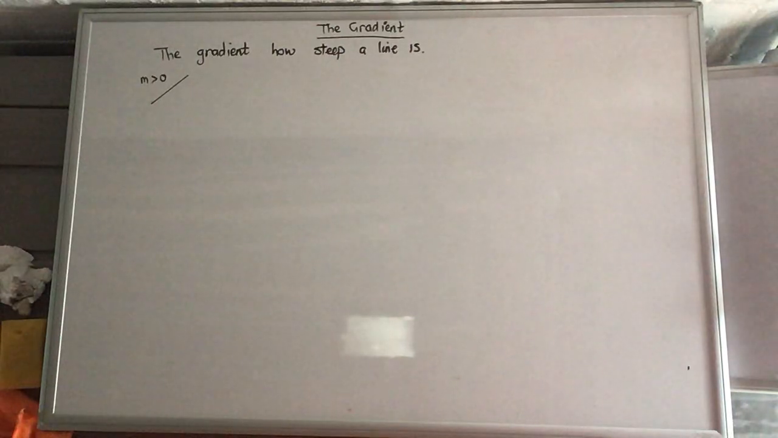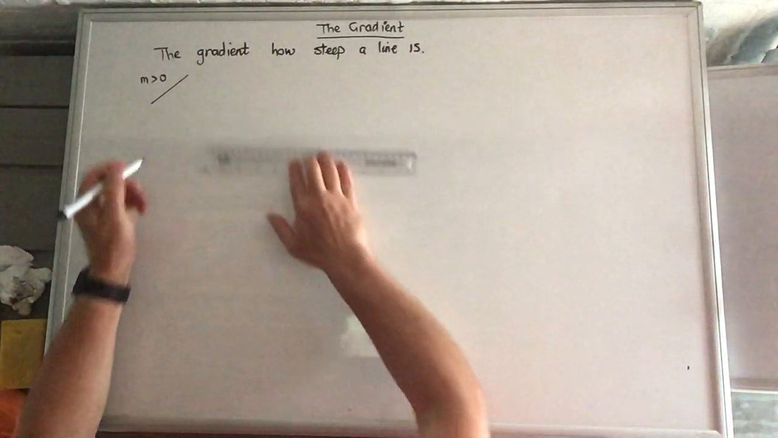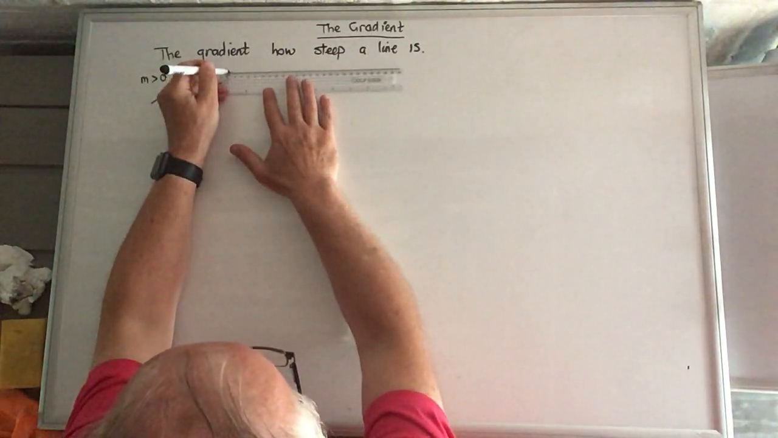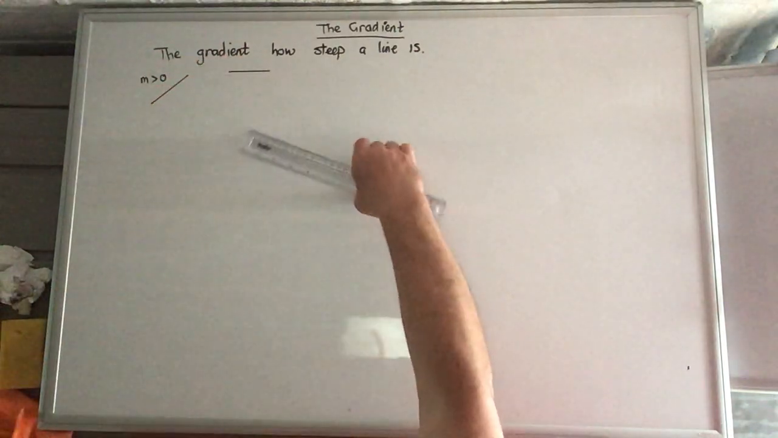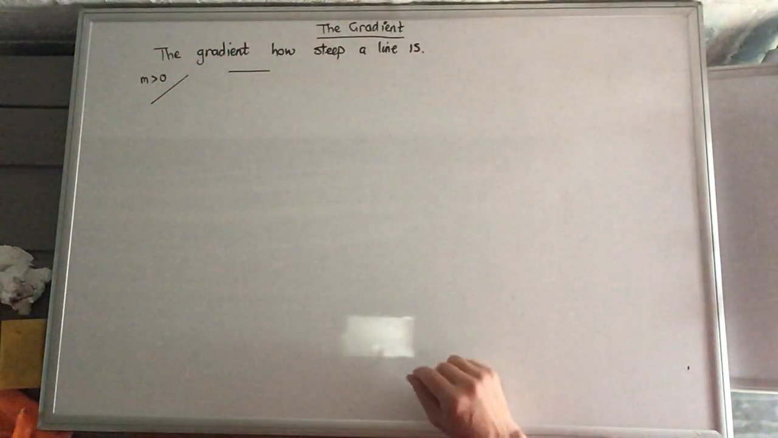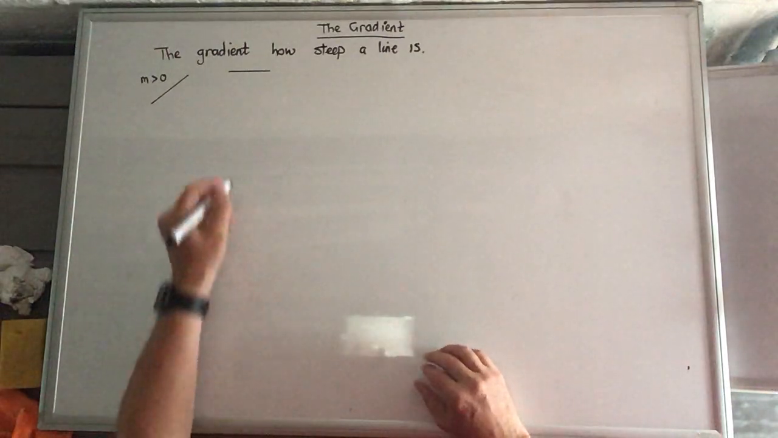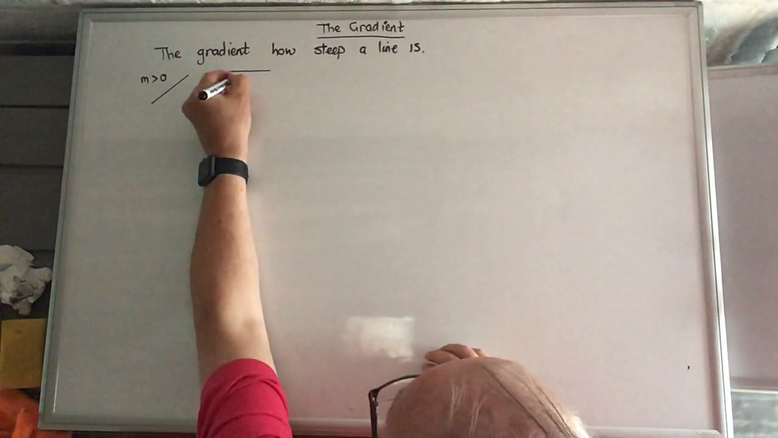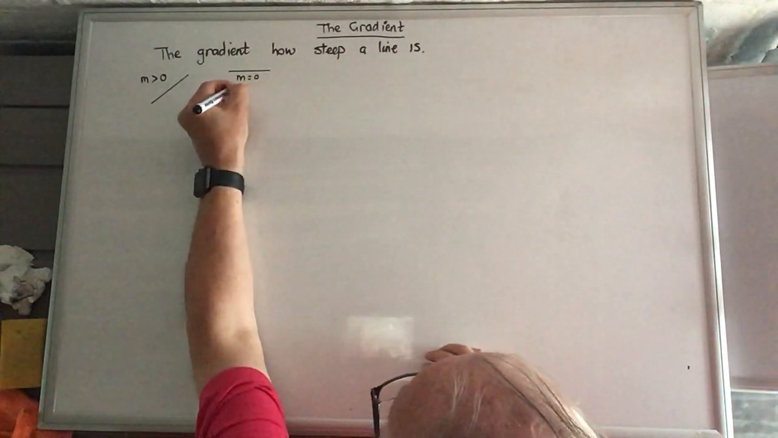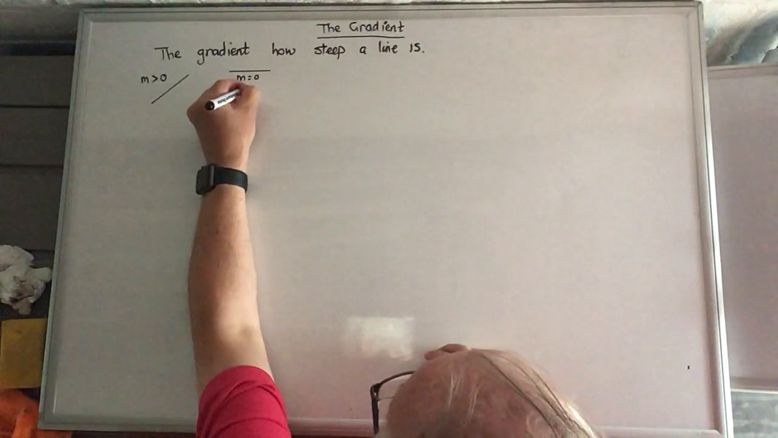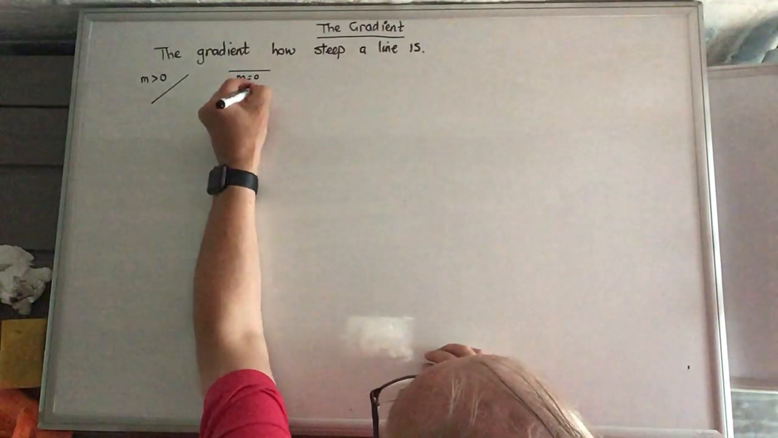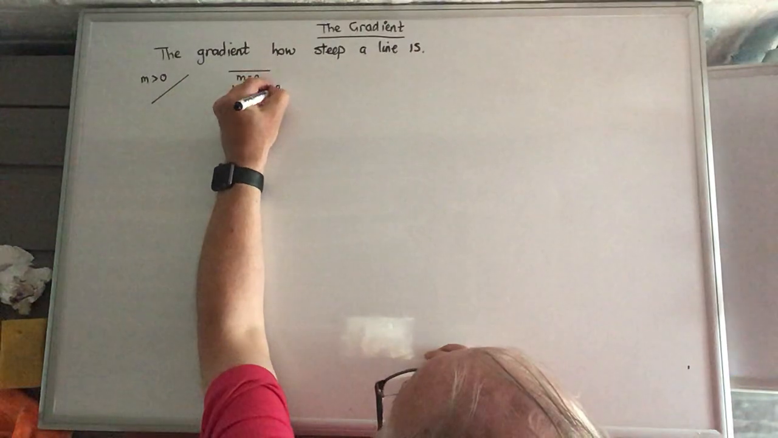The next type is a horizontal line. I've met this before. A horizontal line. And the slope is not going up the way or down the way, it's horizontal. So the m is equal to 0. And just remember the word horizontal. Horizontal tells you that the gradient is 0. Quite important.